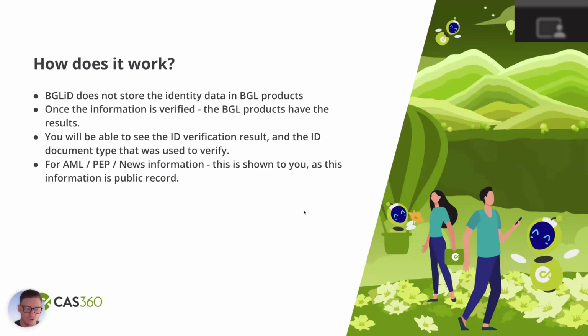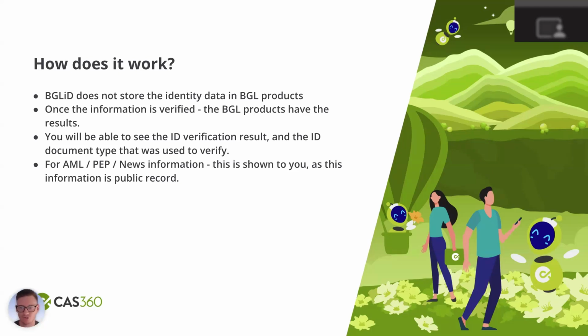So what's important is if you use the request ID verification, BGLiD does not store the identity data in BGL products. What you will actually receive back from the verification is that the results were verified. We will tell you what document that particular client used. So did they use a driver's license, for example? And we'll actually give you the expiry date of that document as well. Some of the laws in some of the regions actually require re-verification once a document has expired. So you'll get the results, so a pass or fail, you get the source document, the type of source document they used, and the expiry date. Okay, so that's all the information that you will receive, part of that request ID verification flow. You never actually have the passport numbers or the driver's license numbers.